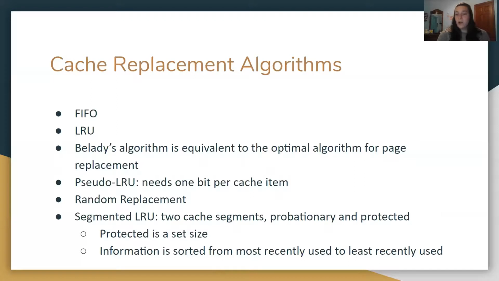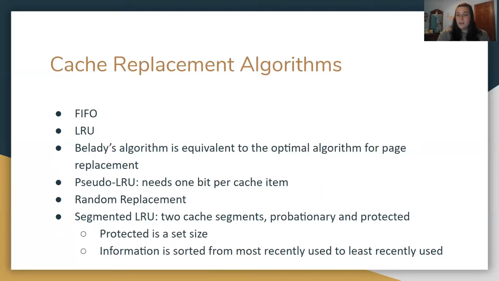So the cache replacement algorithms are similar to the page replacement algorithms. There's first in, first out, least recently used, and then Belady's algorithm is the equivalent to the optimal algorithm for page replacement. It references the future, which, like I said before, isn't feasible. The pseudo LRU is similar to the least recently used algorithm, but it only needs 1 bit per cache item. There's random replacement, which exactly like it sounds, will replace something randomly. It doesn't take into account how many times it's been accessed or how recently it's been accessed. It just picks one of the pages at random and takes that one out.